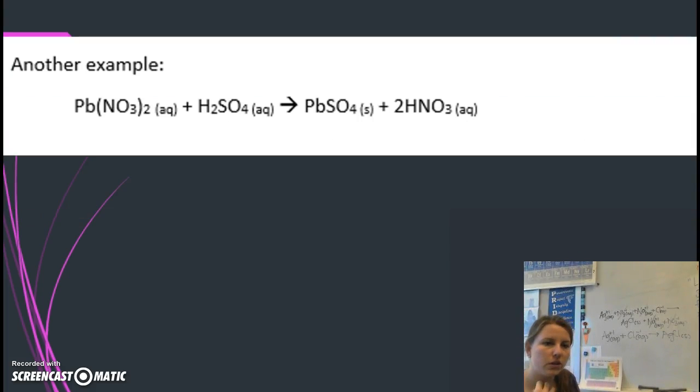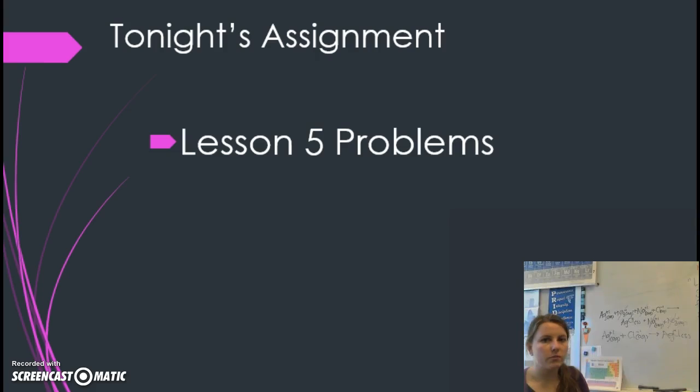Here's another example that you can try to practice. It's very similar. You want to look for anything that's aqueous that you can break up, so that would be this lead nitrate here, and this acid here. This solid you can't touch because it's a solid, and then we have this acid as well, which you're not completely sure of the name of yet, but that would be nitric acid. After that, the problems I want you to try tonight for homework are all of the problems under lesson 5 of the problem packet. Give those a try, and let me know if you have any questions.